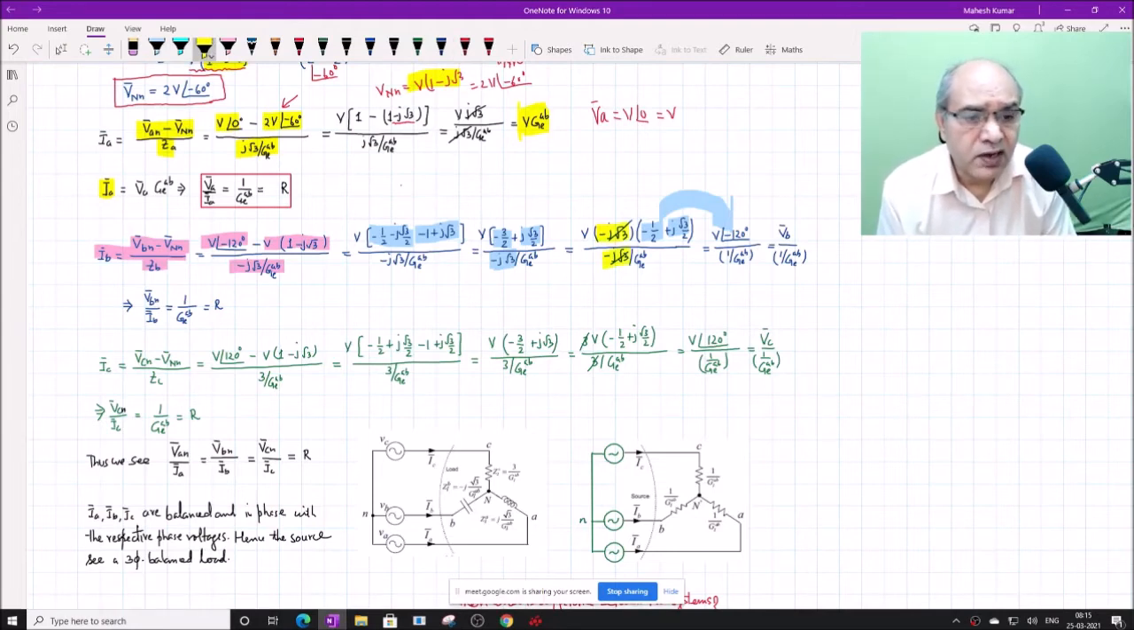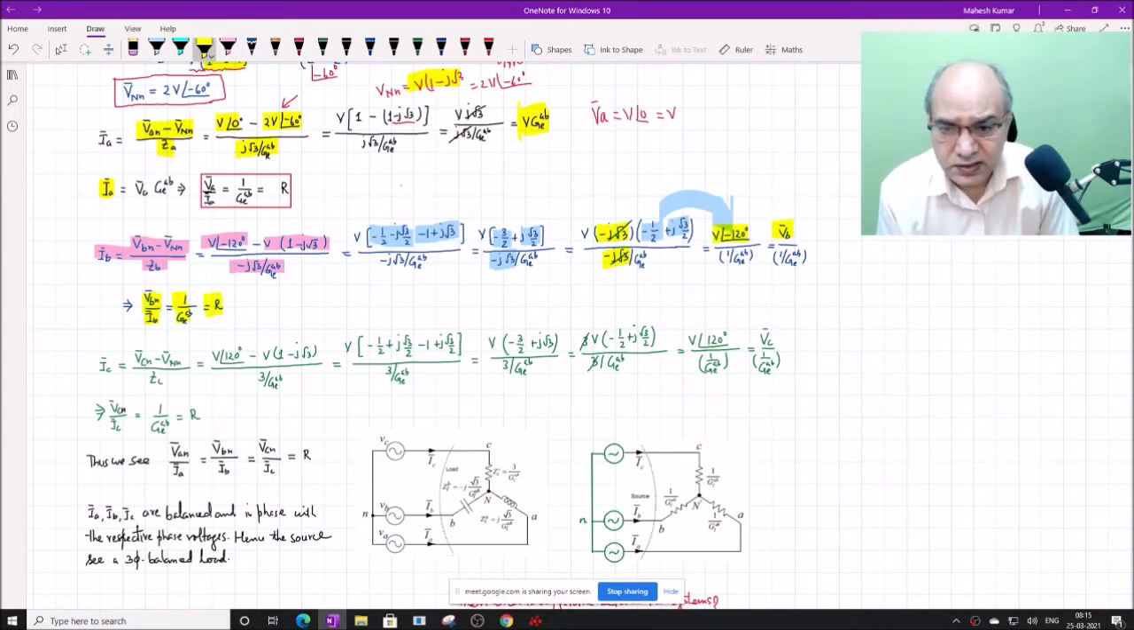So finally we will get, and what is this? This is nothing but BB. So IB is equal to BB by 1 by GL AB, or we can write here BBN by IB equal to 1 by GL AB, which is also equal to R. So we also find that the B phase line current is also in phase with the respective B phase voltage.